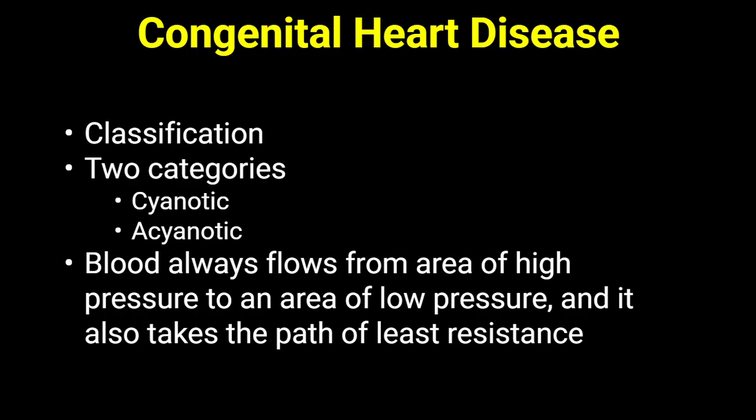A shunt refers to the flow of blood through an abnormal opening between 2 vessels or chambers of the heart. Remember, blood flows from high pressure to low pressure and takes the path of least resistance. Understanding pressure gradients helps you understand shunt direction.